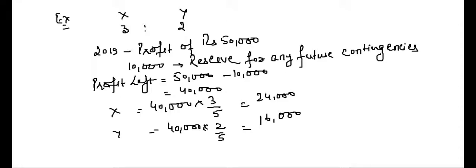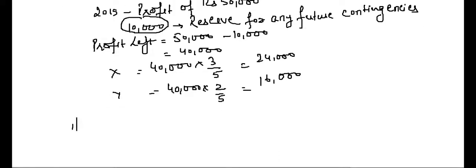Clear? Now this general reserve is created out of profit to meet any future contingencies. Now this 10,000 is also a part of profit only. If they had not created the reserve, this 10,000 would also have been distributed among the partners. Simple. Right?